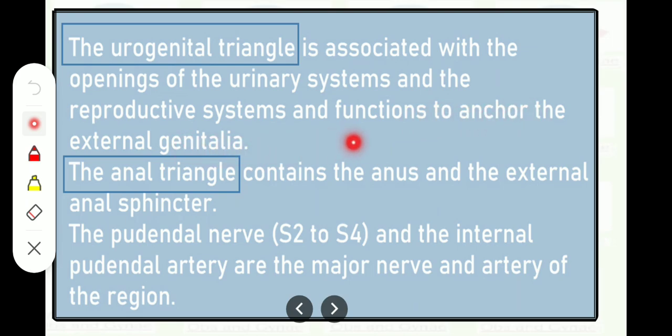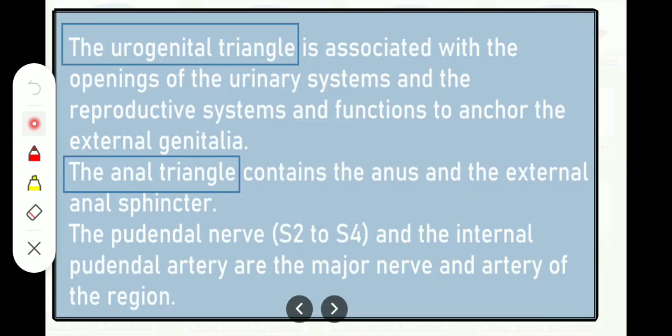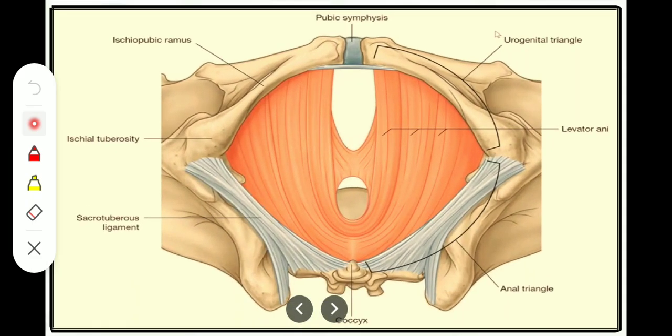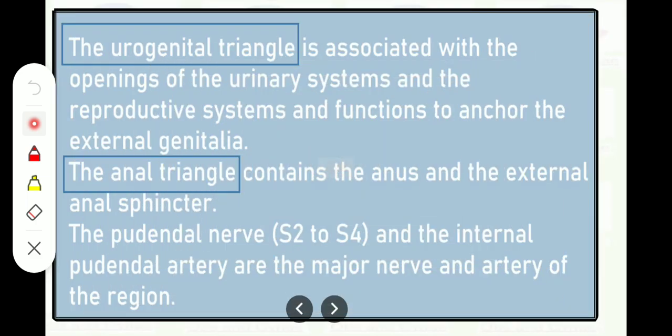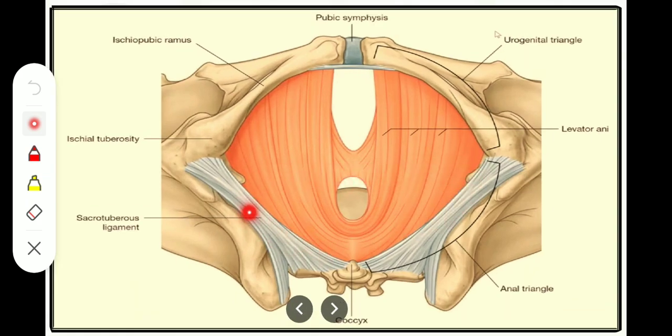the external genitalia. So you can see from this figure that this is the urogenital triangle. Now, anal triangle, you can see from this figure, this is the anal triangle. Okay, an anal triangle contains anus and external anal sphincter, and pudendal nerve S2 to S4 and internal pudendal artery are the major nerve and artery of this region. Okay, pudendal nerve and internal pudendal artery. Okay, so you have to remember this.